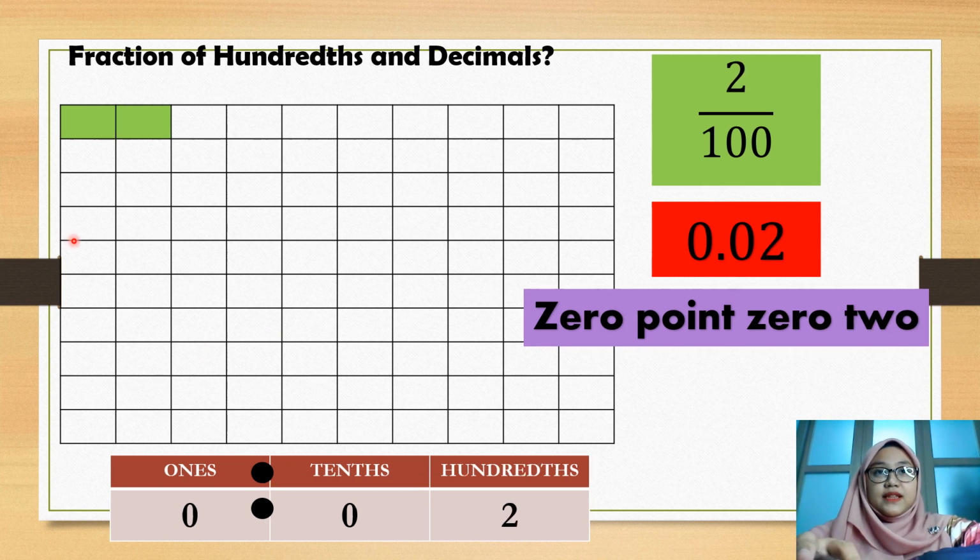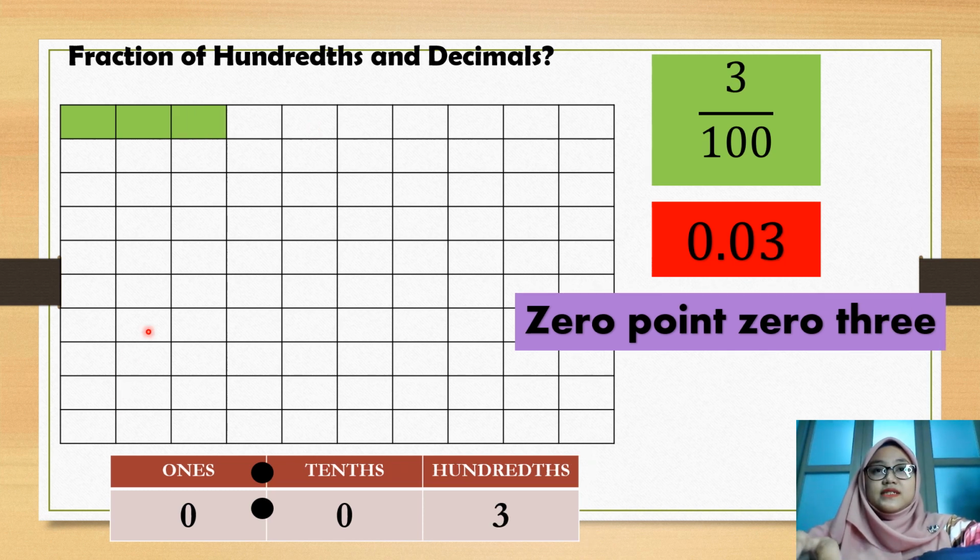Another example. 100 grid. I colored 2 parts. It becomes 2/100. And in decimal, it becomes 0.02. See, there are 2 decimal places because we have 2 digits. So, 0.02. Understand?